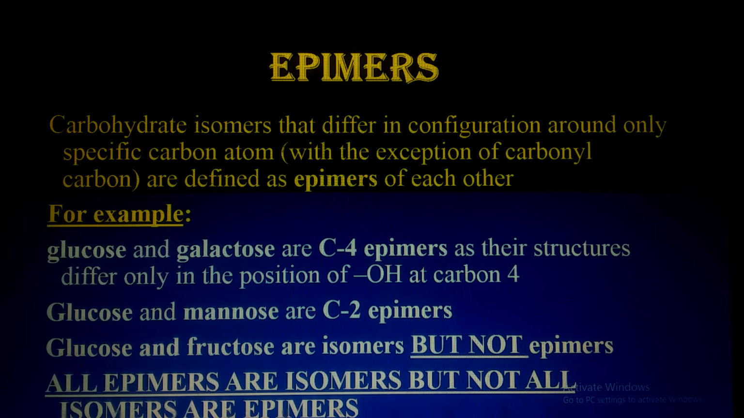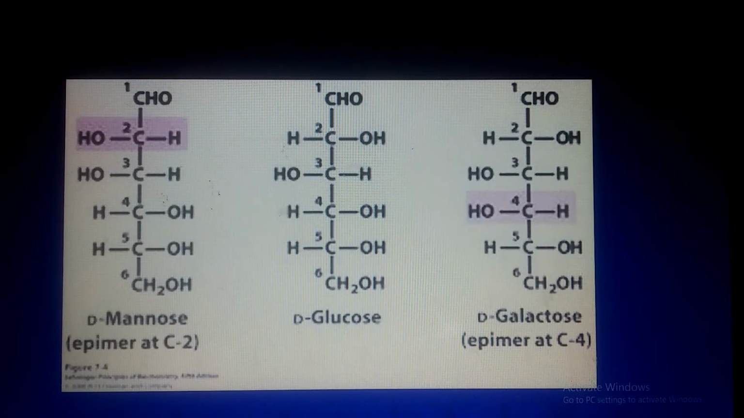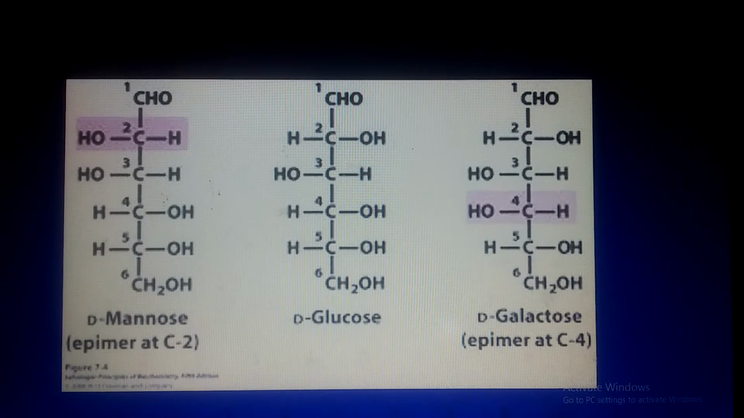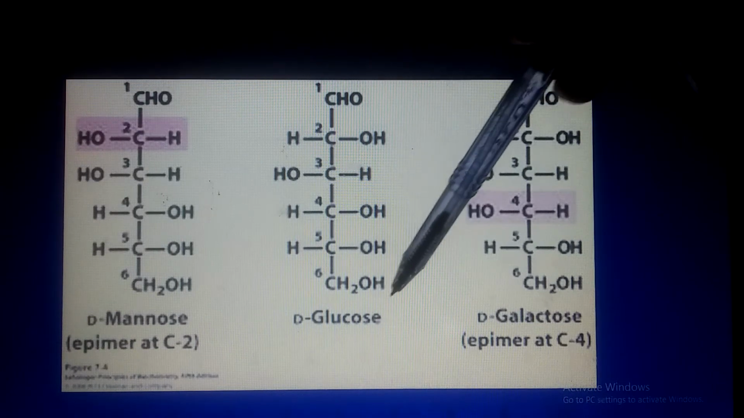Now, glucose and galactose are C4 epimers. I will show you. Their structures differ only in the position of the hydroxyl at carbon number 4. Now you can see here, glucose and galactose, which are C4 epimers. This is glucose, this is galactose.